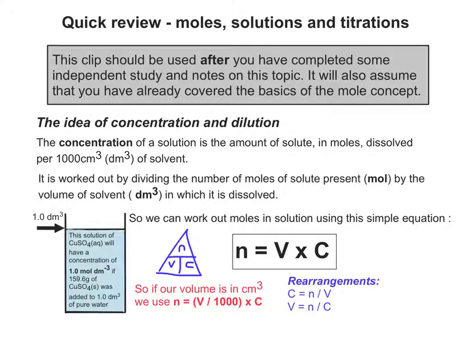And as you'd expect, there are some rearrangements that you may have to use. Concentration is moles over volume, and volume is moles over concentration. So you're remembering the units as moles in MOL, volume in dm cubed or decimeters cubed, concentration in moles per decimeter to the minus 3.